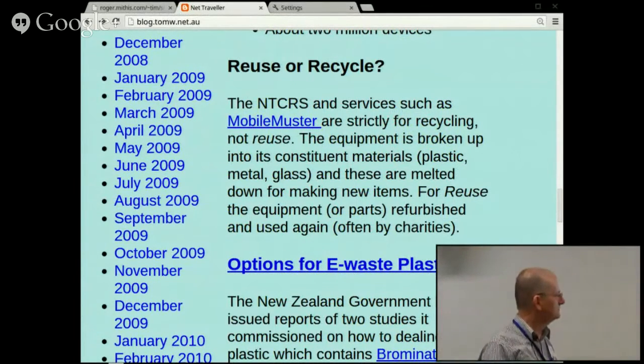There are some schemes for reuse. So, for example, the Australian Computer Society in South Australia takes old computers, reformats the disk, reinstalls Microsoft Windows and a whole lot of software, and sells them at a low price to people who are on pensions and so forth.